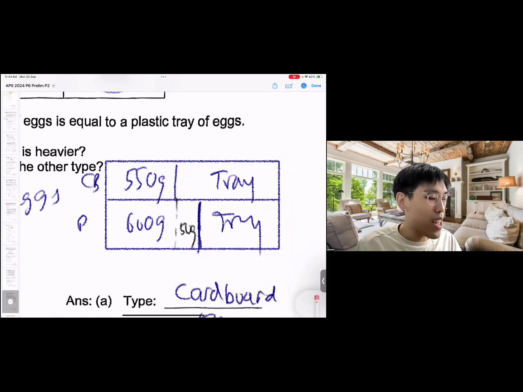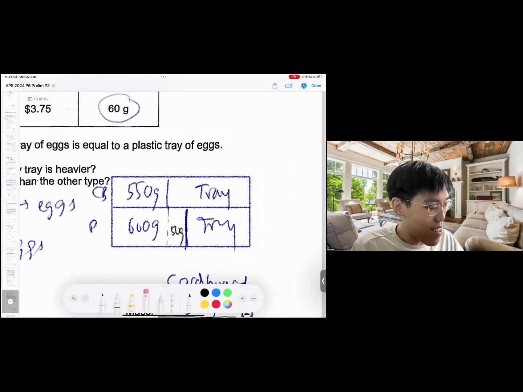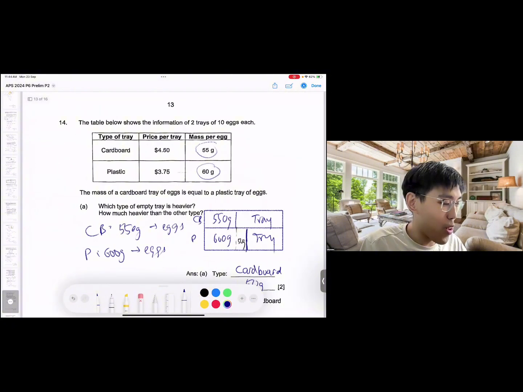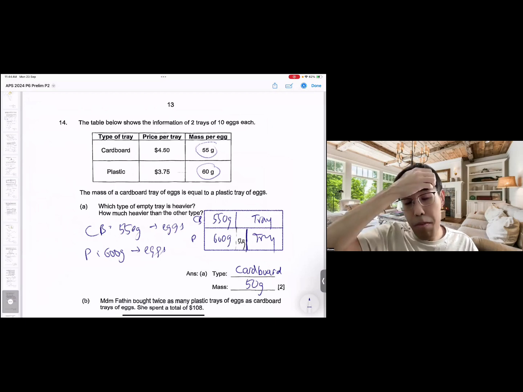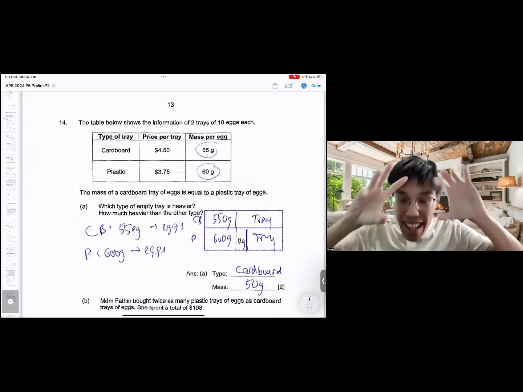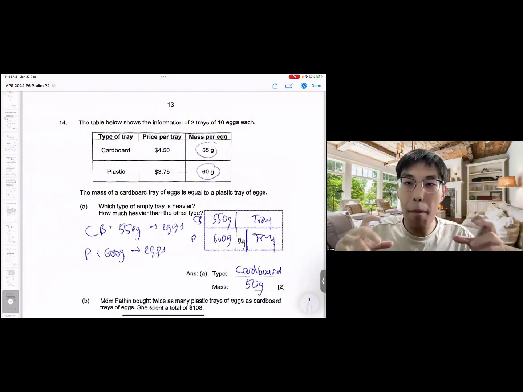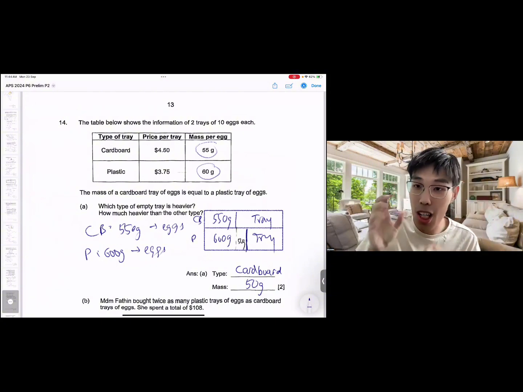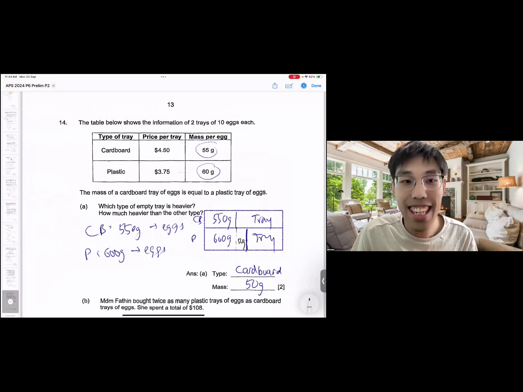So the answer is, which one is heavier? Cardboard. How much heavier? 50. That's the answer. Okay, I don't know why people got very thrown off by this. But of course, what really makes this question very important is the way you break down every single component, every single possible component of a problem in order to find the real truth.